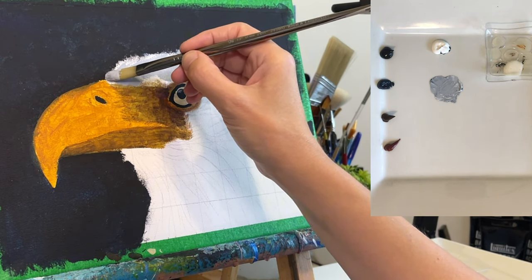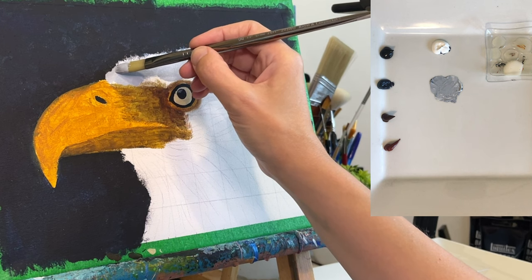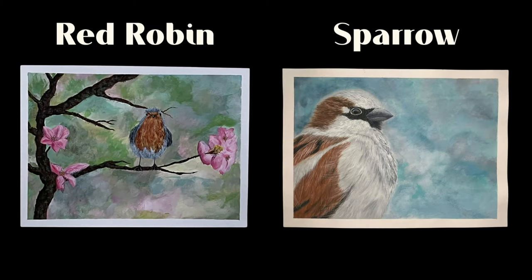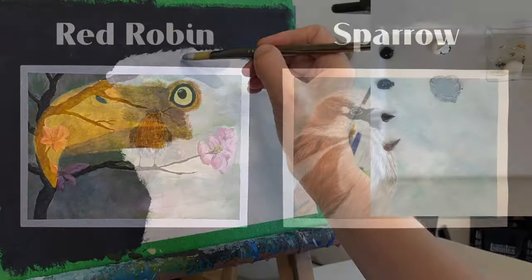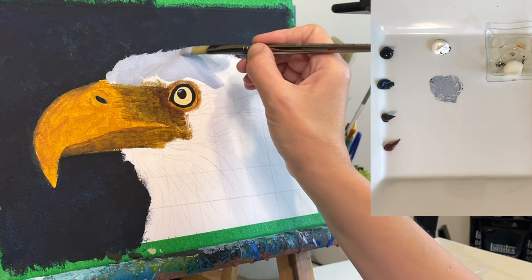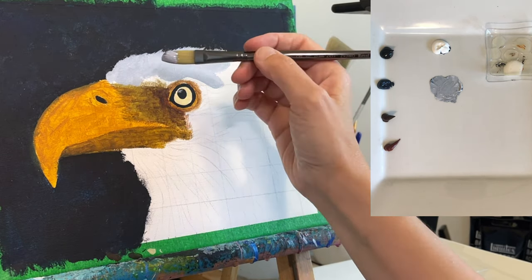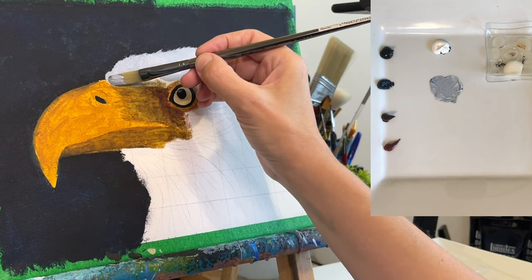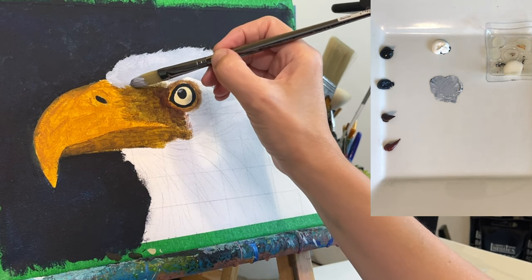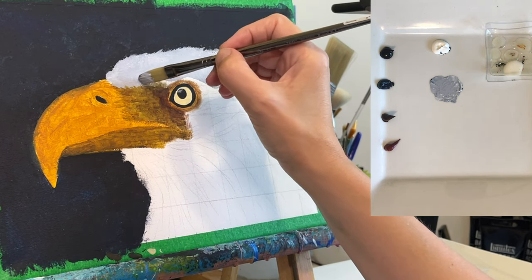Feathers can be quite challenging and a bit daunting. I've only done 2 bird paintings so far, which was the red robin and the sparrow. And even though the techniques are similar to painting fur, I was definitely nervous starting this part of the eagle as I feel I'm on unfamiliar territory. I still have a lot to learn. So if you're in the same boat, you're in the right place. So let's learn, discover, and grow together.